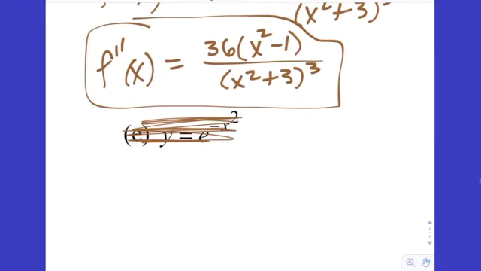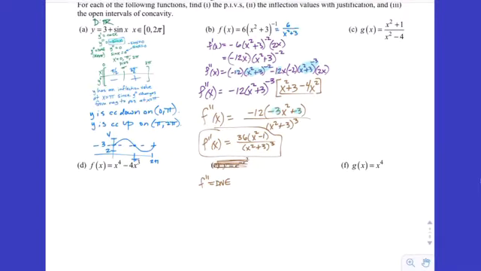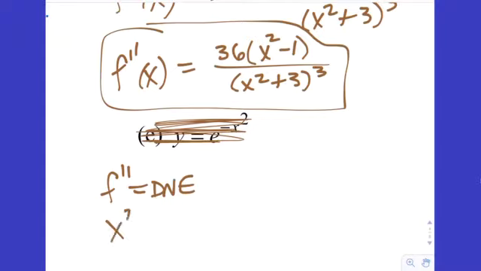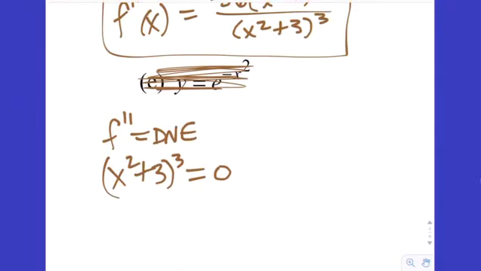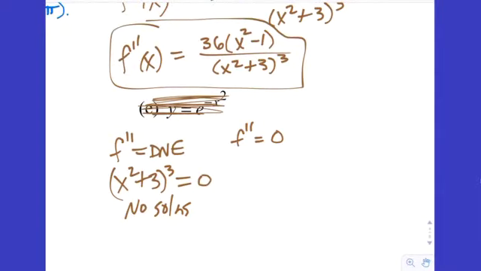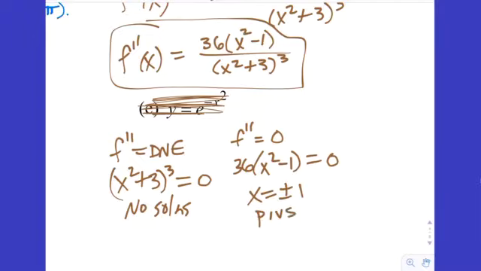All right, I'm going to borrow the space down here. PIV. So first, f double prime is equal to DNE ever? Well, yeah, when the denominator, (x squared plus 3) cubed, is equal to 0. But is that ever going to happen? No. So there are no solutions to that one, or no PIVs. F double prime is going to equal 0 when the numerator is equal to 0, when 36 times (x squared minus 1) equals 0, which once you write down the numerator equal to 0, you can just rattle off the two solutions. What are they? Plus or minus 1. So those are your PIVs, possible inflection values.